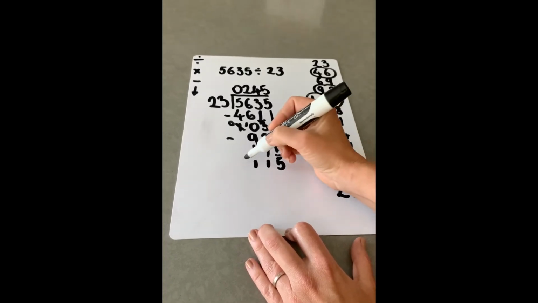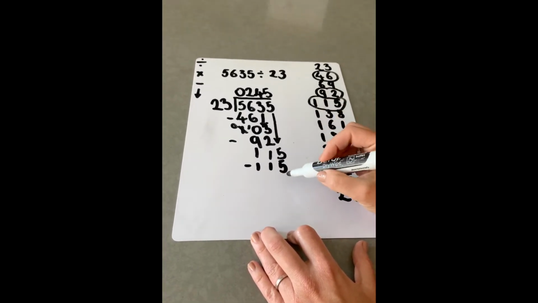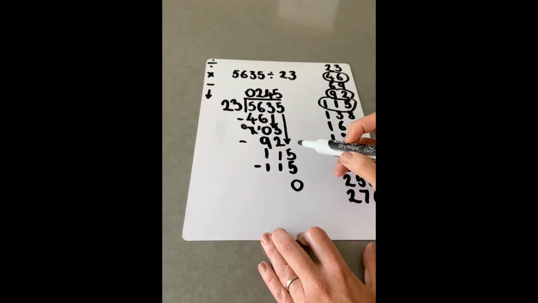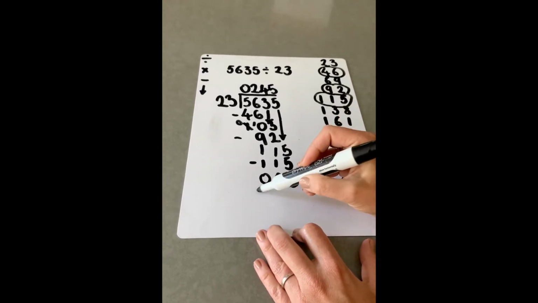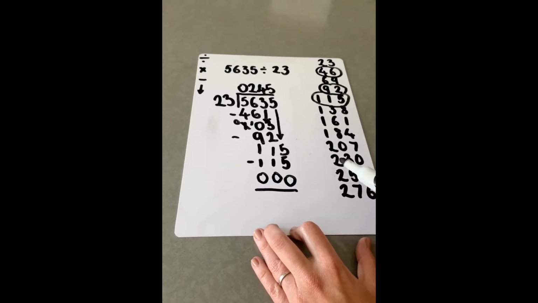And now I'm going to do the subtraction. 5 minus 5 is 0. 1 minus 1 is 0. And 1 minus 1 again is 0. Brilliant. So I'm left with the 3 zeros.